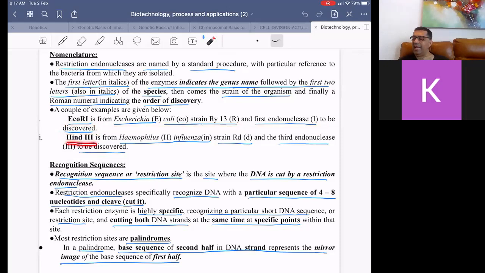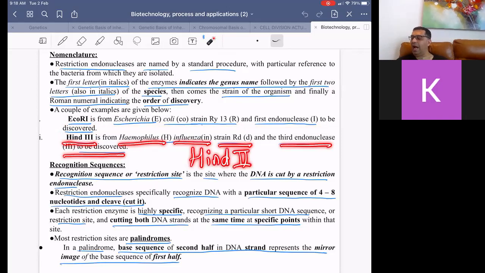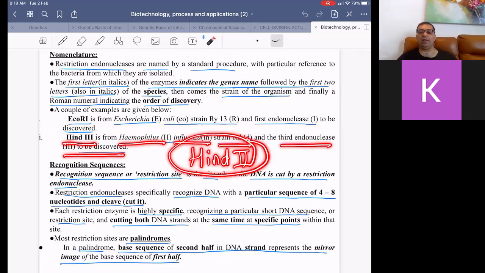Similarly, HindIII: H is from Haemophilus, in is from influenzae, d is strain Rd, and it is the third endonuclease to have been discovered. Scientifically and historically, HindII was the first endonuclease to have been discovered.